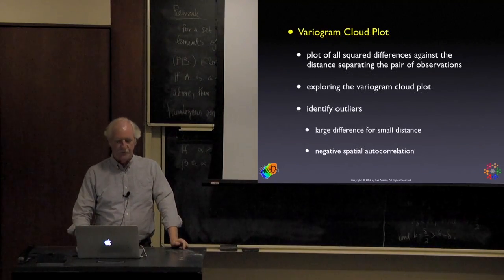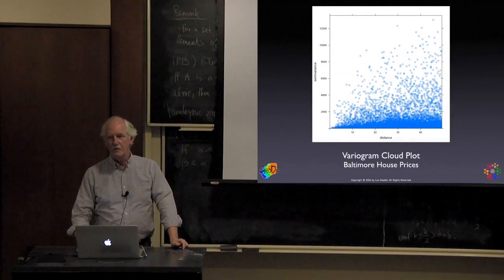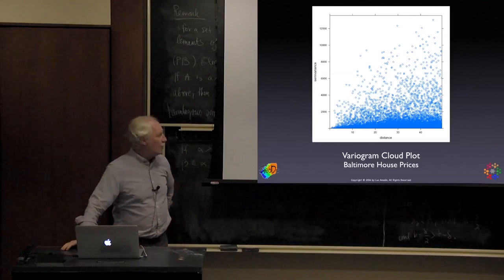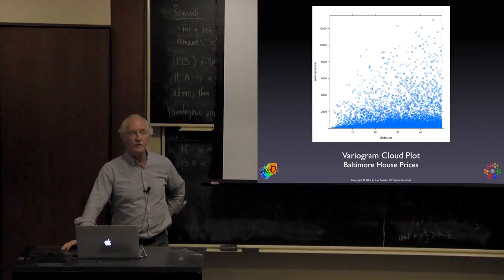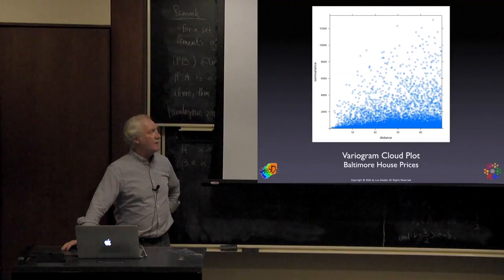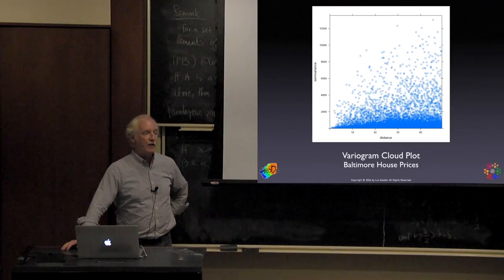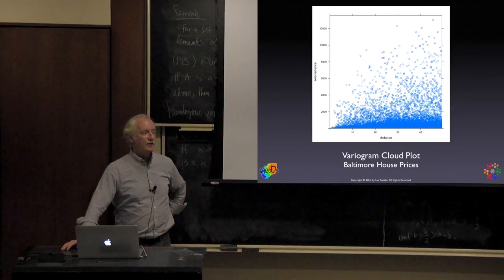This is the catch. So this is what this looks like. On the horizontal axis, we have all the distances. On the vertical axis, we have the square differences. So how do you get the square differences for each distance?